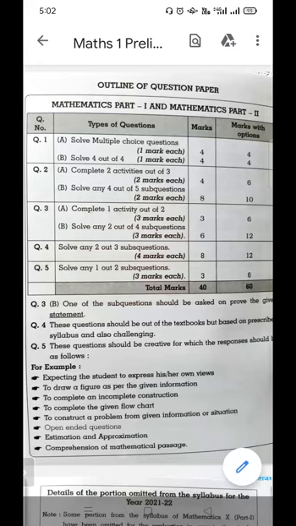Question number 5 may be based on your own responses. It is a creative question.